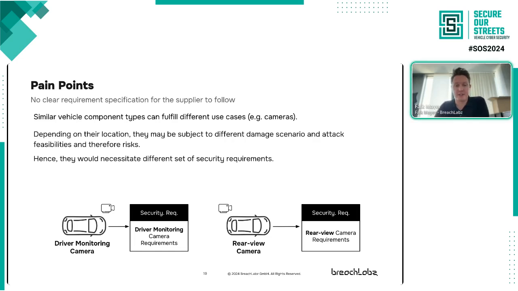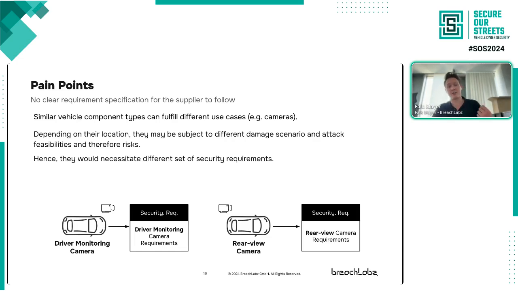If we take a look at the example below, on the left-hand side, we have a driver monitoring camera, and on the right-hand side, we have a rear view camera. A rear view camera is very crucial for certain autonomous driving features or certain lane keeping assistance and so on. We have a need for availability and for integrity protection. Those are our main goals, right? Because it's always pointed to the rear, we don't really have any personally identifiable information to deal with.